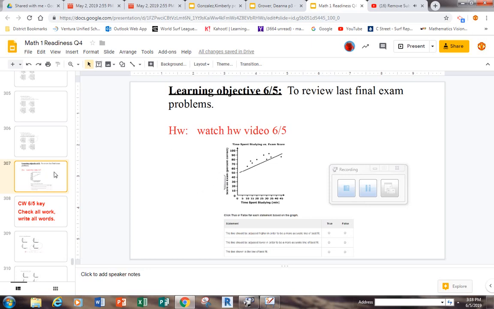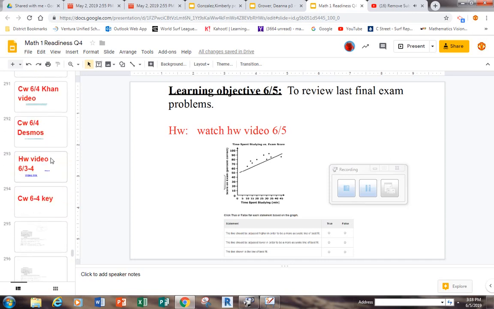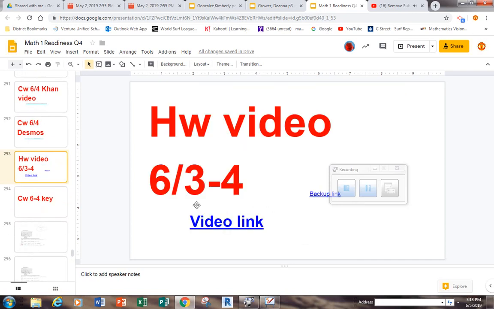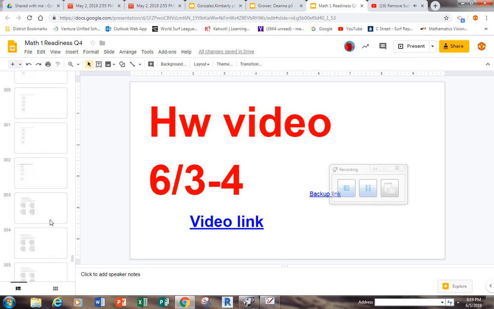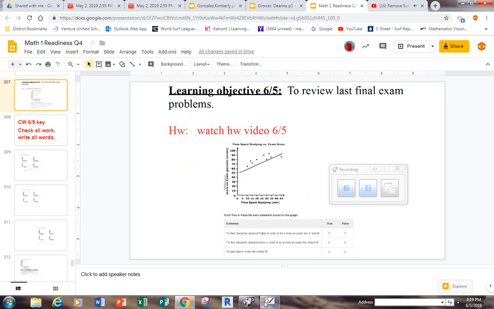When you're done, if you haven't done so already, go back and do this 200-point assignment too. When you're done doing tonight's homework, go back and do this one, which is equal to 200 points too. Alright, so for tonight's homework, which is homework 6.5, here we go.